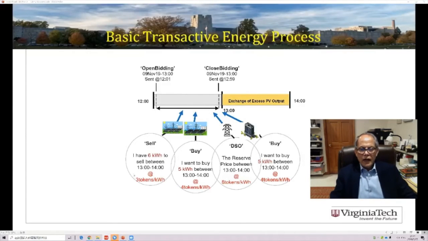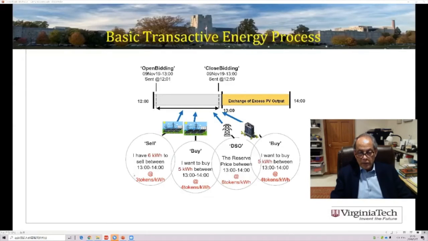Okay, now I'm defining transactive energy. Normally what happens, everybody in the system buys power from the power company. Fine. I have here a buying and selling option. On the left-hand side, somebody wants to sell 6 kilowatt hour between 1 and 2 p.m. at 3 tokens per kilowatt hour, the selling price.